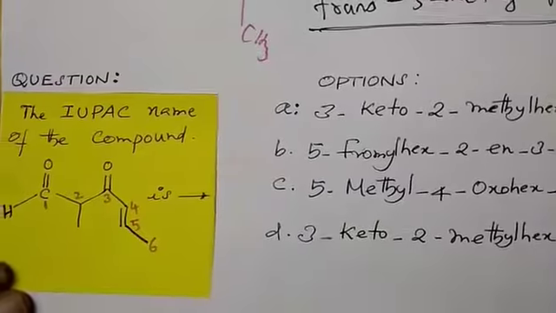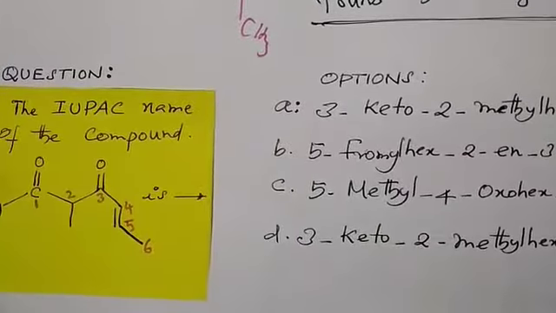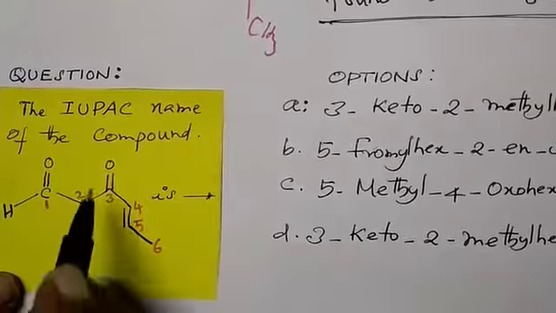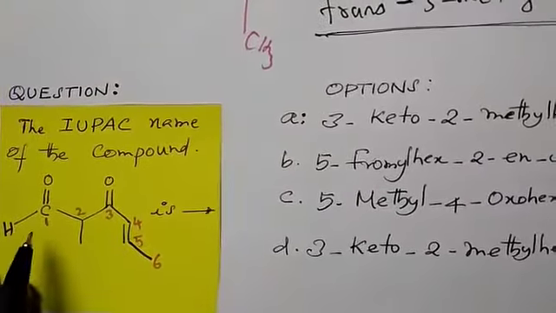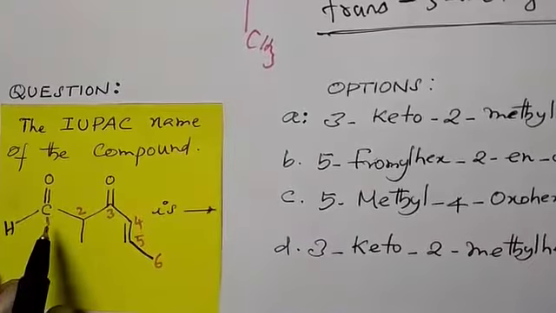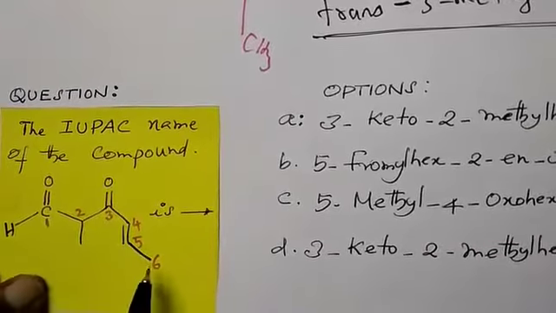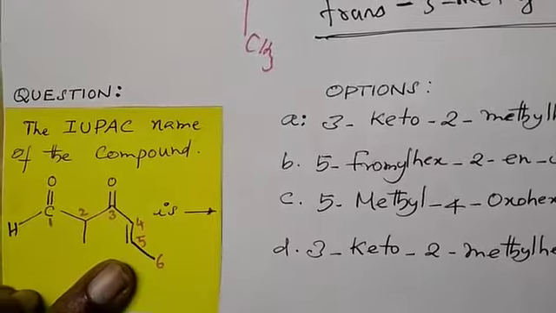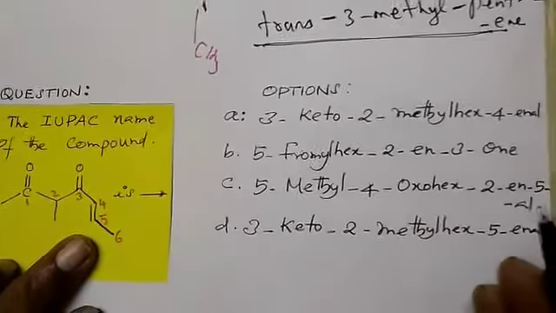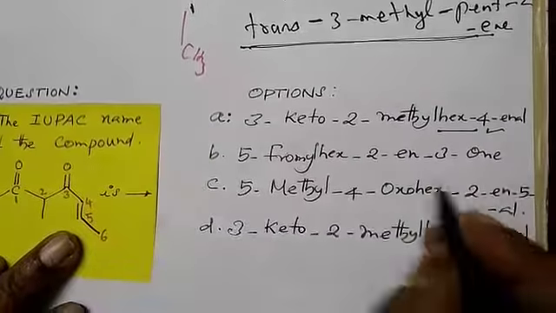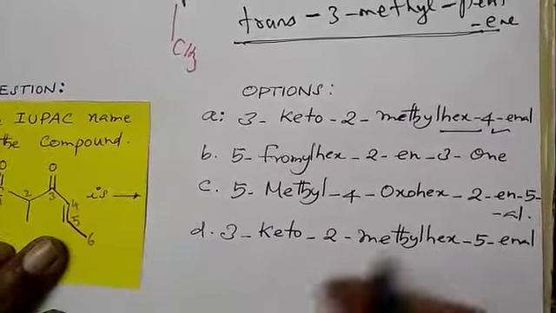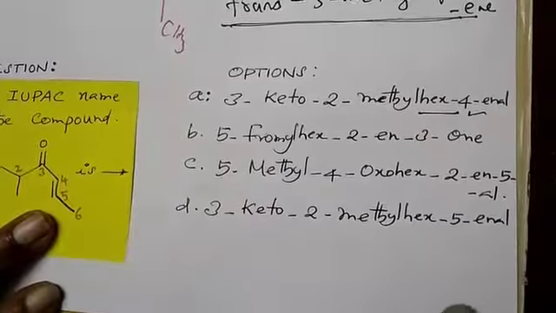Okay children, in this compound we have two functional groups. One is the aldehyde group, another is the keto group. Among aldehyde and ketone, the priority should be given to aldehyde. So starting from here, 1, 2, 3, 4, 5, 6. So totally you have 6 carbon atoms. It is hex. All are hex, we cannot eliminate anything.